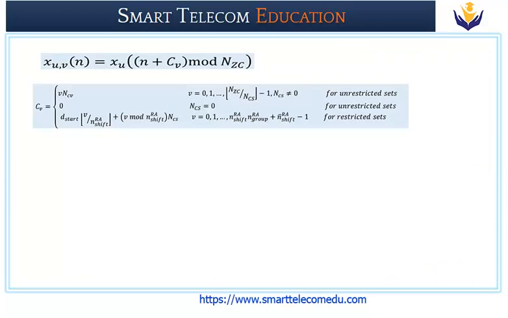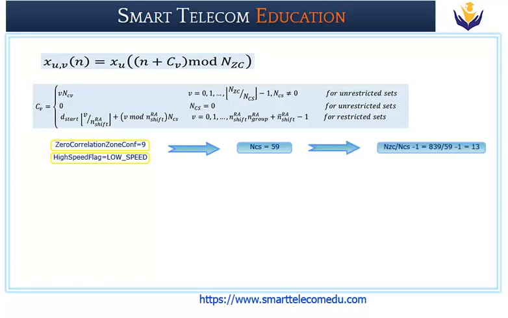The maximum number of cyclic shifts that can be used is from 0 to NZC divided by the NCS value, minus 1. In our example, the NCS value is 59, so the number of cyclic shifts is from 0 to 839 divided by 59, minus 1, which equals 13. So a total of 14 cyclic shifts can be used for the first generated sequence, U equal to 37, in our example.